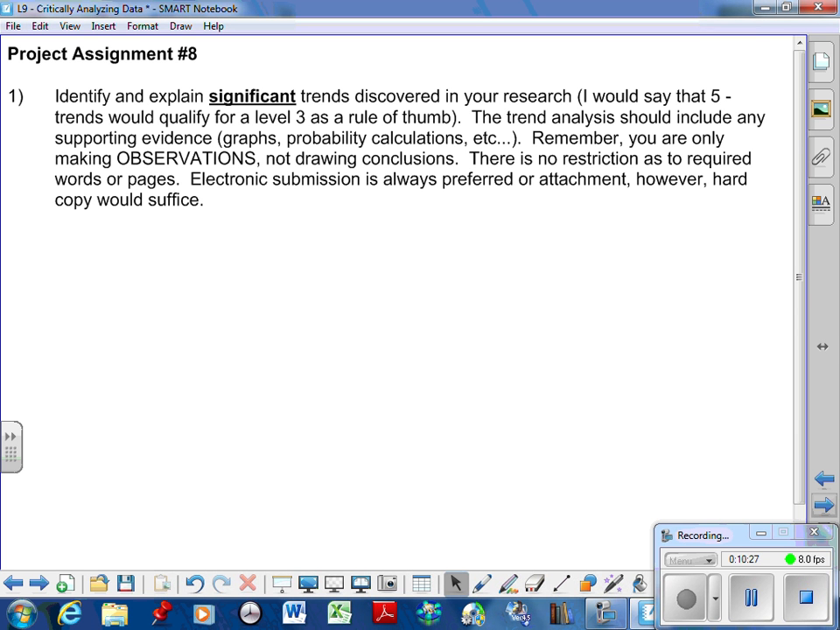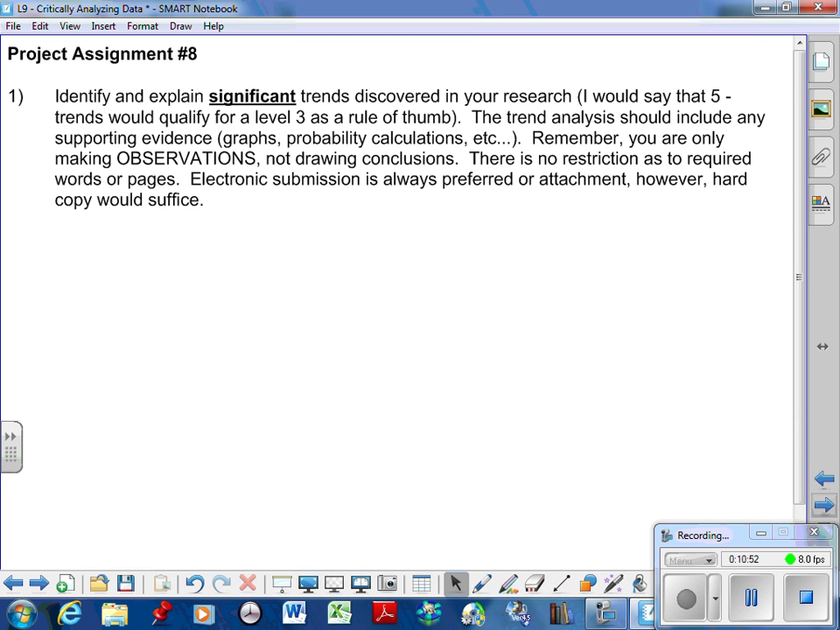Okay. The trend analysis should include supporting evidence. So I am looking for graphical support. I would like some probability calculations included. If distributions apply, I'd like to see some distributions. So the write-up here is going to cover your analysis when you're complete with the spreadsheet or after working with Fathom. Tell me what you found out.